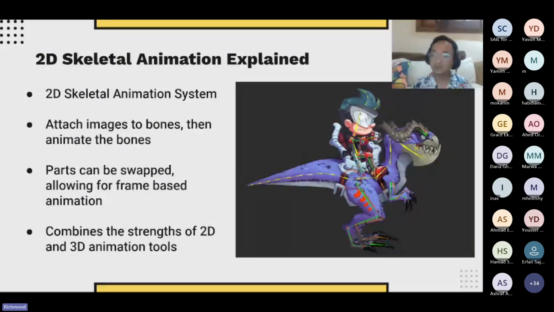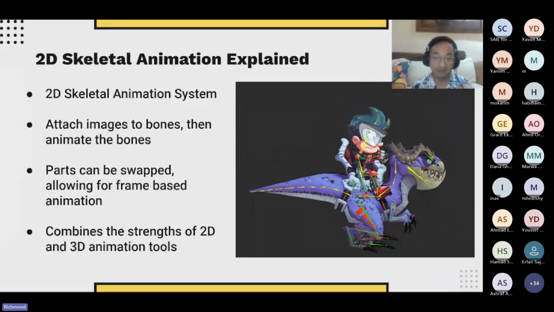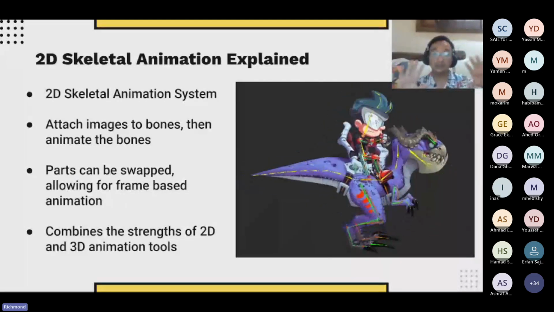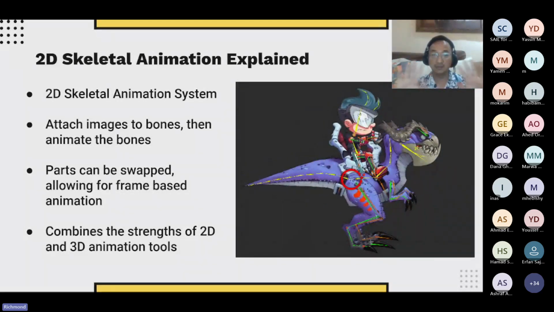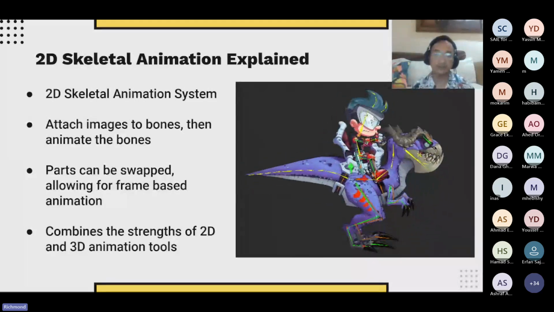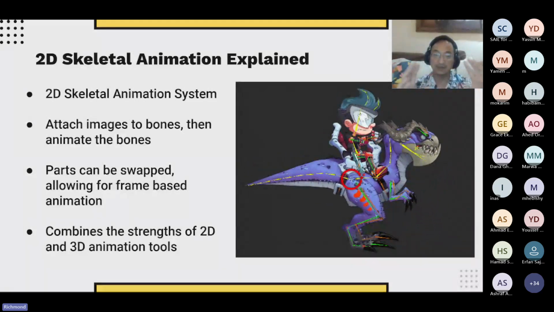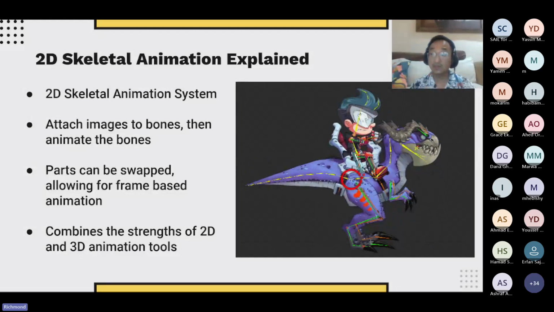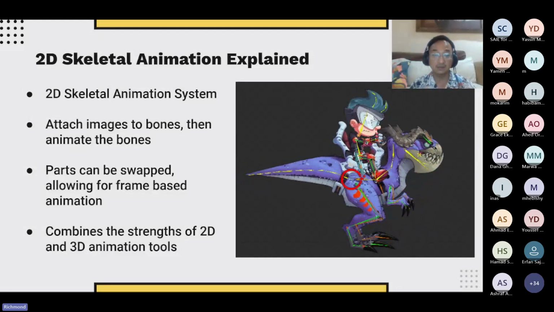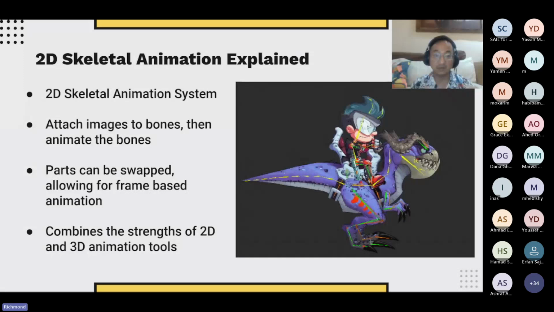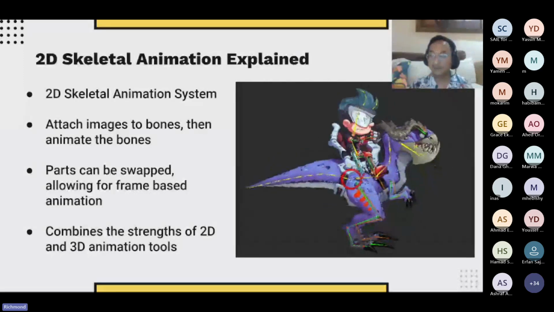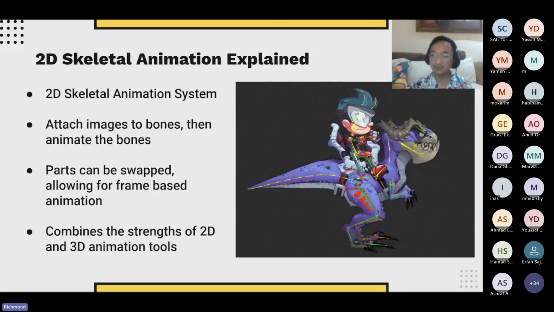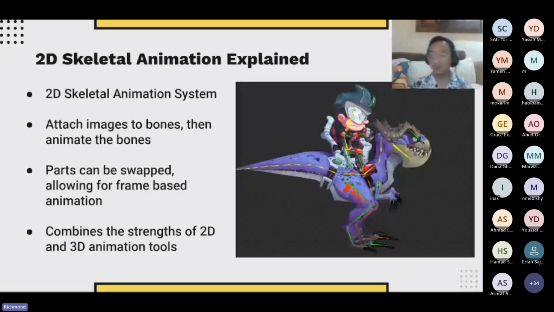Okay, so what is it? Basically, 2D skeletal animation is when you take 2D images, just flat images, usually hand drawn, but it could be anything as long as it is a flat PNG, typically a PNG. And you take those and you attach them to bones, and then you put the bones together in a rig, right? And it's just a really fun, ingenious way of animating in 2D.